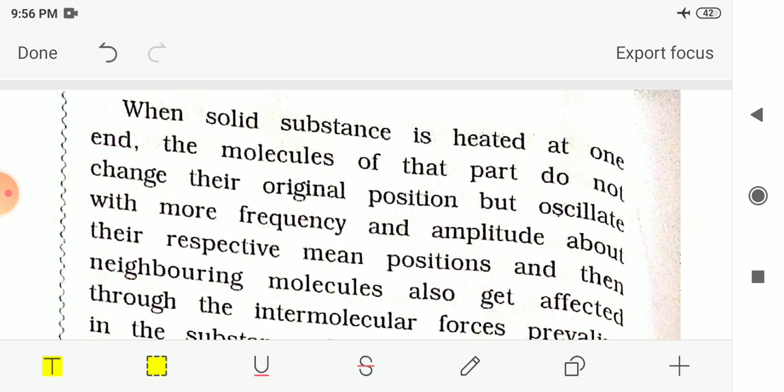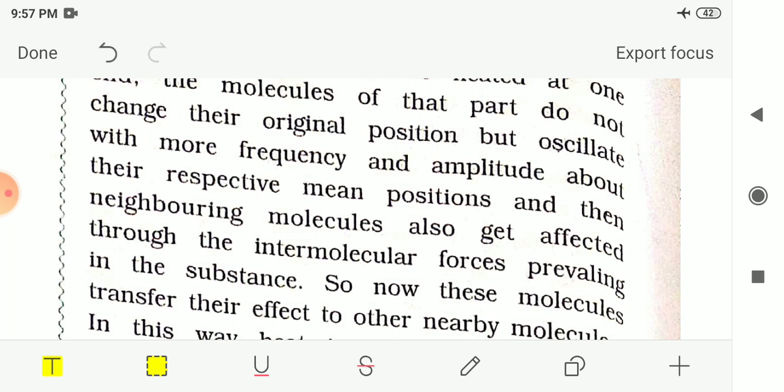Okay, so when you are heating a solid substance from one end, remember the solid substance is made up of small particles which we cannot see with the naked eye. The smallest unit of this solid substance is known as the molecule. The molecules present at that end start vibrating, or oscillating, and they will not move from their original position, but they vibrate with more frequency. That means they vibrate faster about their respective mean positions.